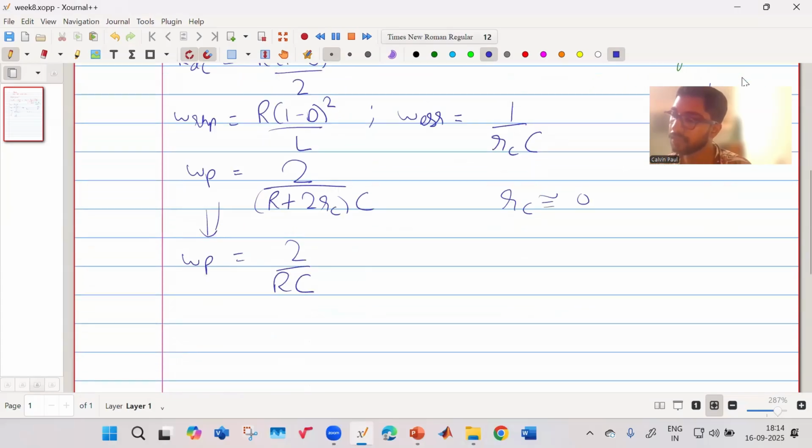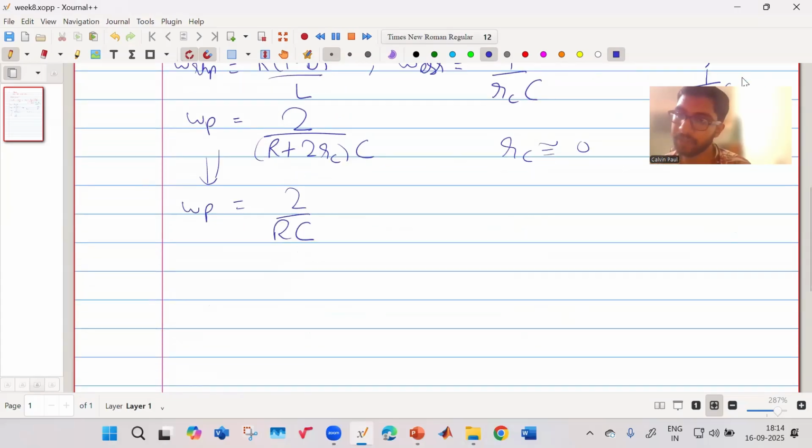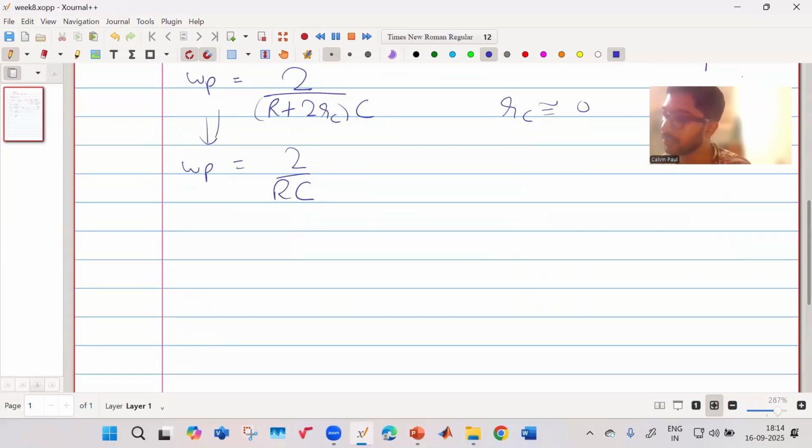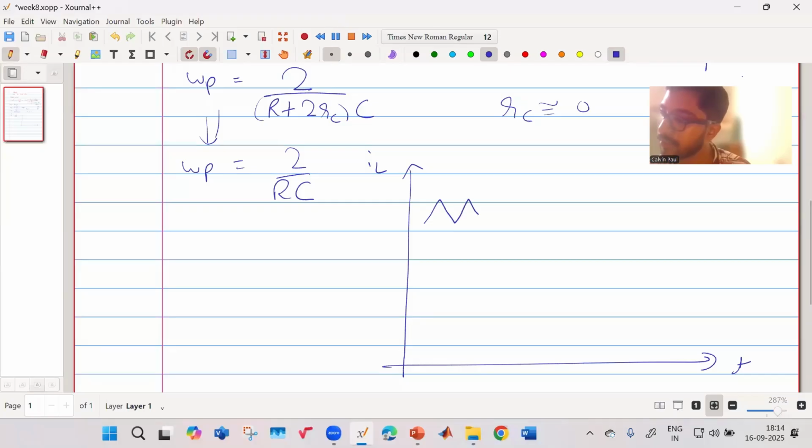Now, there were certain assumptions which were made while we were doing this modeling of a first order transfer function. One is, as we had also previously told, suppose this is your time, and this is your plot of your inductor current. Your inductor current is given like this. This will be assumed to be periodic. And in the modeling which we are doing, we are trying to find the average value.